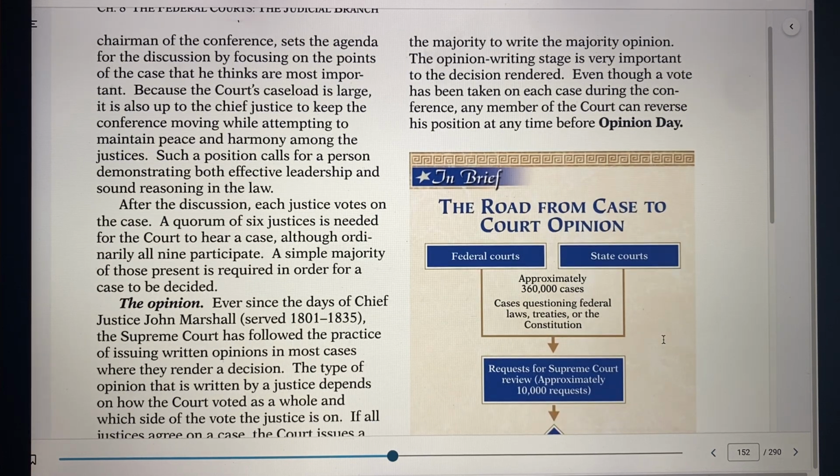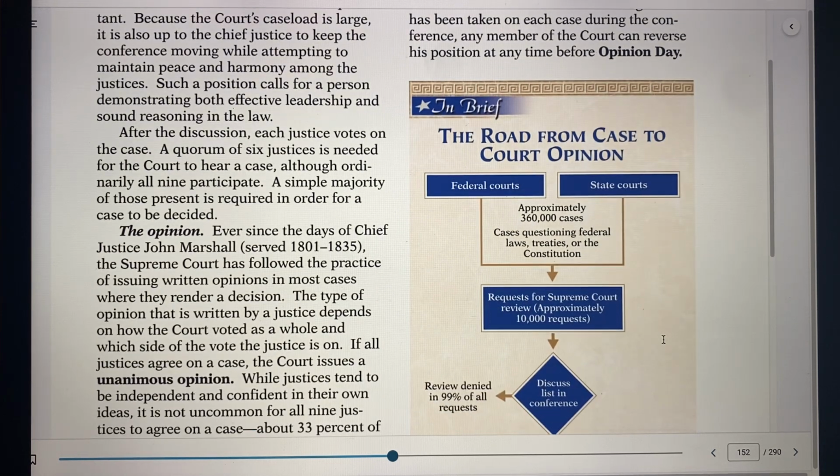The chairman of the conference, the Chief Justice, basically sets the agenda for the discussion by focusing on the points of the case that he thinks are most important. And because the court's caseload is so large, it's up to the Chief Justice to keep the conference moving on while attempting to maintain peace and harmony among the justices. That's what the Chief Justice does. So that position calls for a person demonstrating both effective leadership and sound reasoning in law, right?